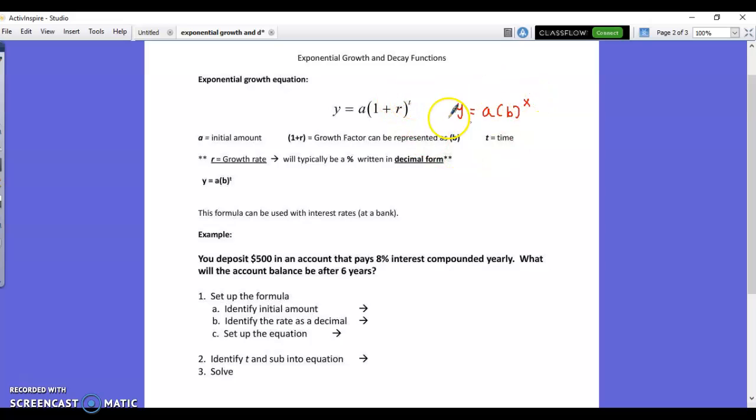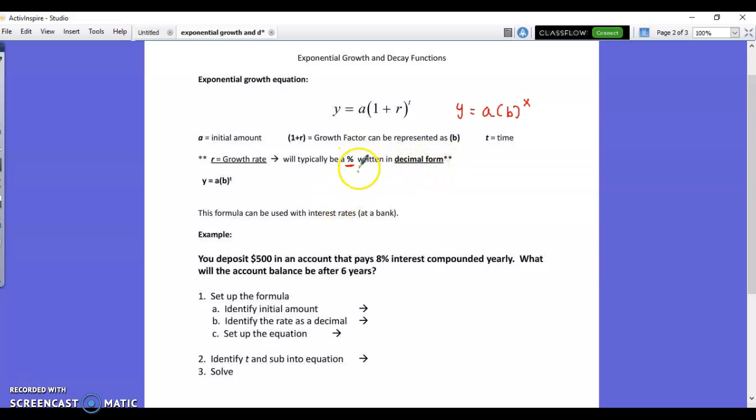T and x are basically the same thing, which would represent our amount of time. So by month, by year, annually, every year, that would be the number that goes in for that exponent. B, I'm kind of working backwards here. B is what is known as our growth factor. All right, and our growth factor will be represented by 1 plus r. And r would be our growth rate, which would be typically a percentage.